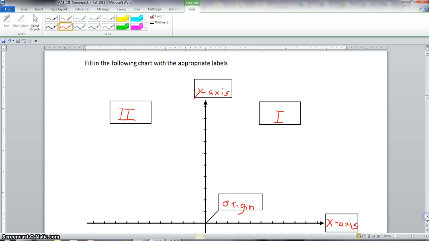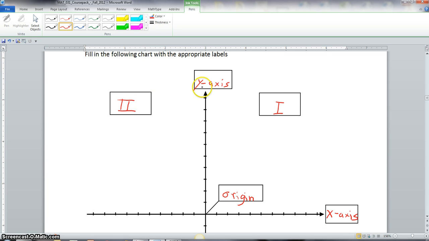The first thing is, this is considered to be the y-axis. This vertical line is where all of your y values would be, and therefore it's called the y-axis. This horizontal line here is called the x-axis. This has all of your x values. Now, where the y-axis and x-axis meet is called the origin.